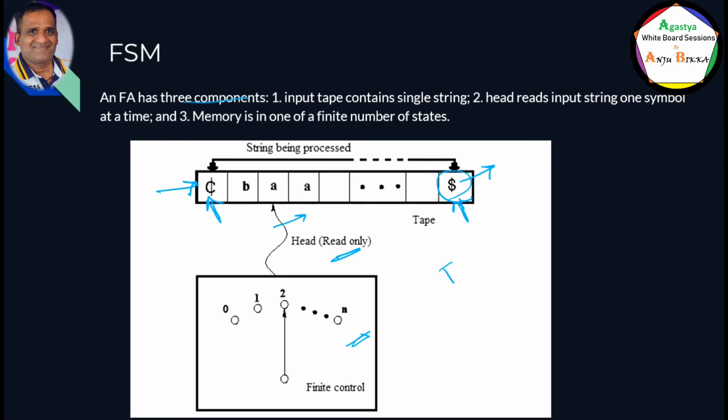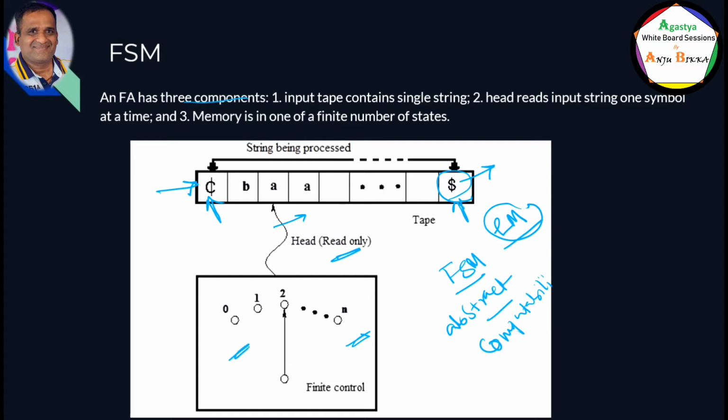As we discussed, an FSM is an abstract machine with a limited memory. Because it has a limited memory, its computing capability is also limited. The computing capability of an FSM is very limited because it has limited memory. Then how is this memory built?